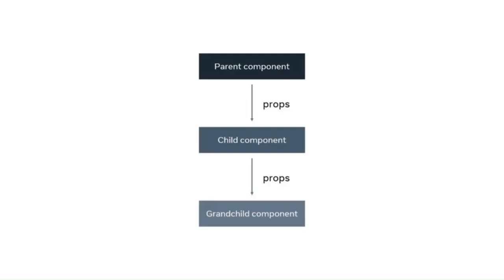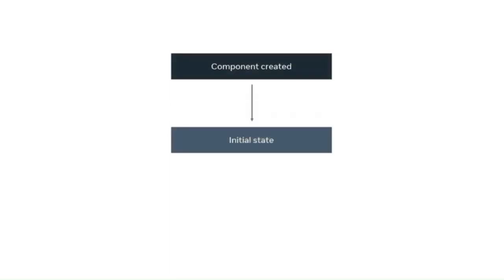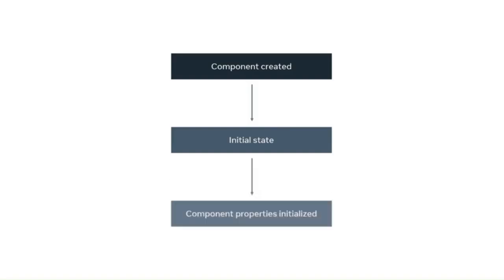If the child components have their own grandchild components, then the child components might have some states that they send as props to those grandchild components. In React, state is kept in state variables. The main way to change state is to alter these variables. When a component is created, it gets an initial state. The state is used to initialize the component's properties.